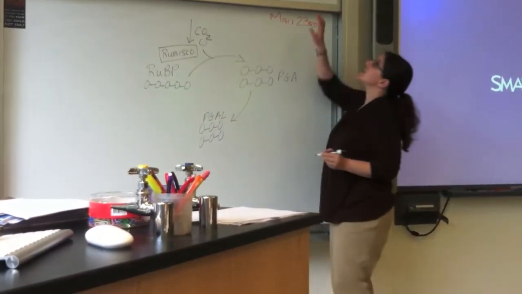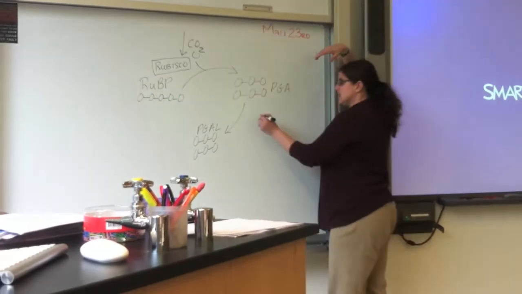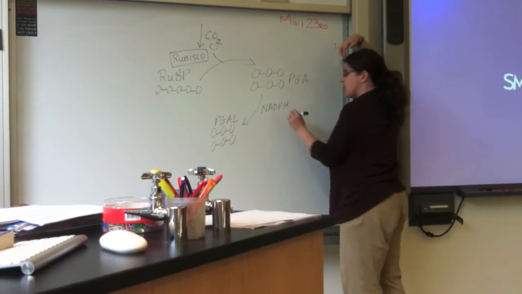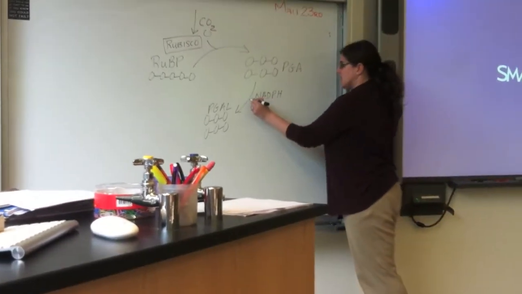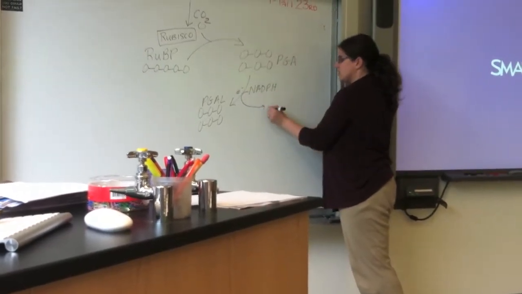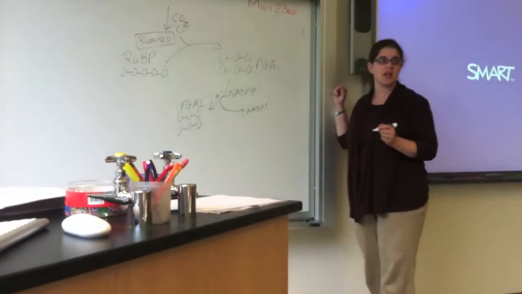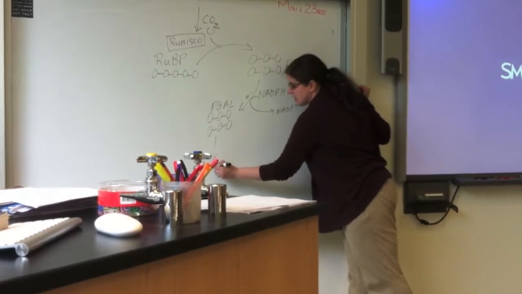What do you guys think can reduce PGA? Well, our reducing agent is NADPH. It's brought electrons from the light reaction. So NADPH comes in, it gives its electrons, and what is released is NADP+, which can go back and be used in the light reactions again. Some of this PGAL leaves and becomes sugar.